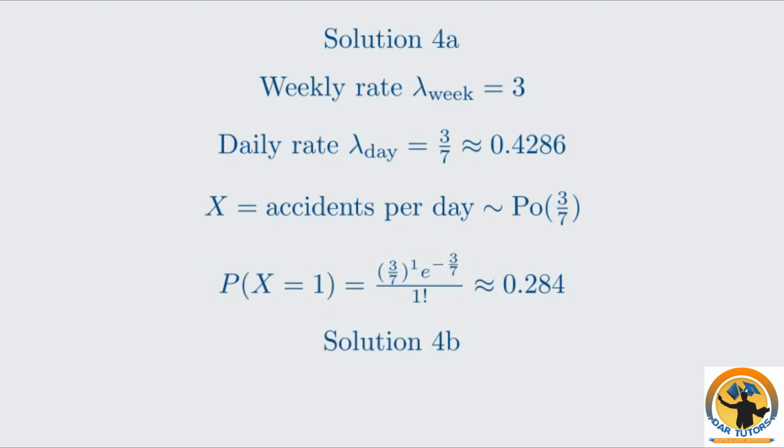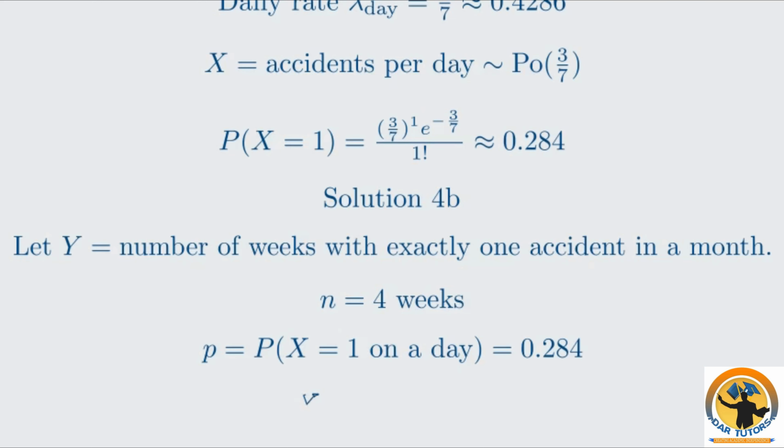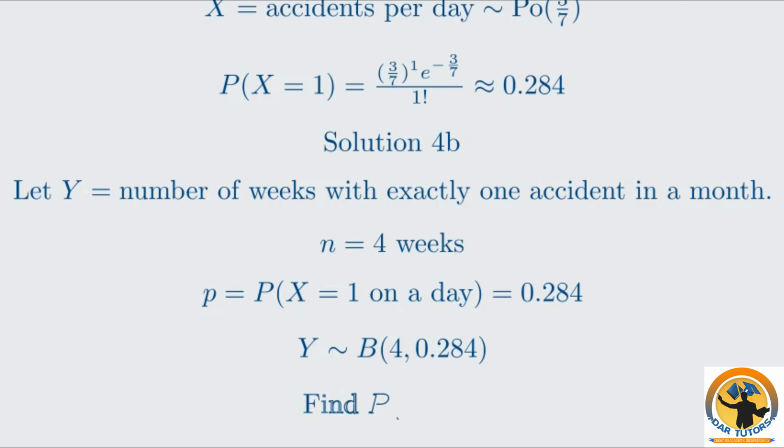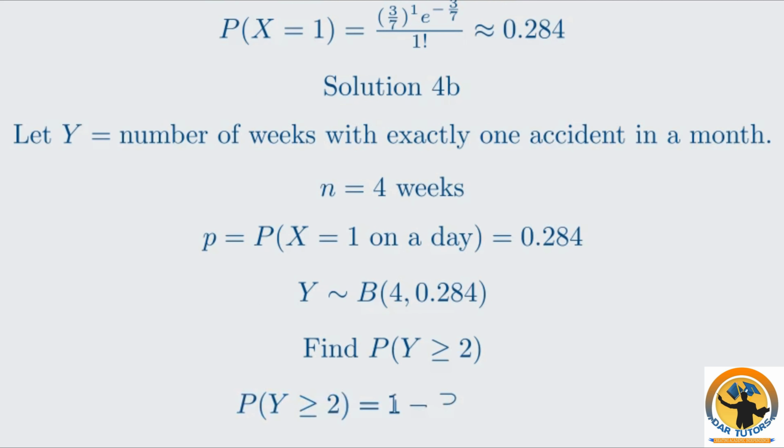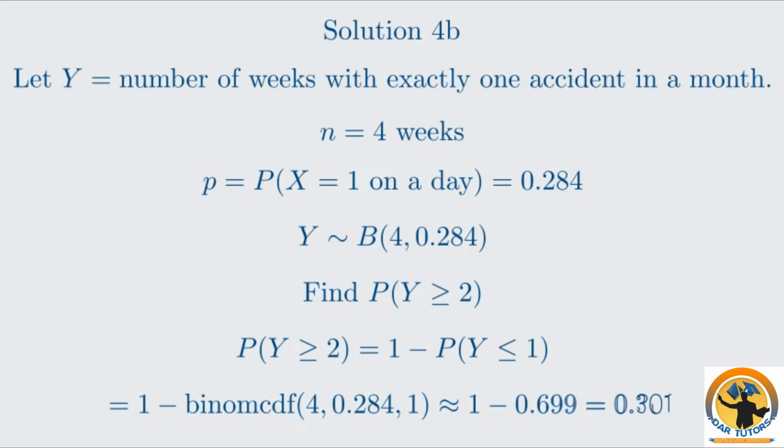Now for part B. We're looking at a month with 4 weeks. For each of these weeks, we're interested in whether it had exactly 1 accident. This is a binomial trial. We have n = 4 trials, the 4 weeks, and the probability of success, p, is the probability we just found, which is about 0.284. We need the probability of at least 2 weeks with exactly 1 accident, P(Y≥2). This is 1 minus P(Y≤1). Using a binomial CDF, binomcdf(4, 0.284, 1), we get approximately 0.3001.